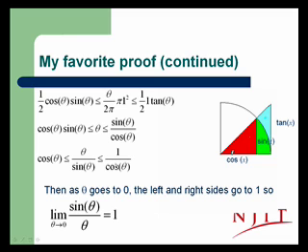So the left and the right become 1, and so theta over sine theta is squeezed and must go to 1 as theta goes to 0. And therefore its reciprocal must go to 1 over 1, or also 1. Therefore the limit as theta goes to 0 of sine theta over theta is equal to 1.